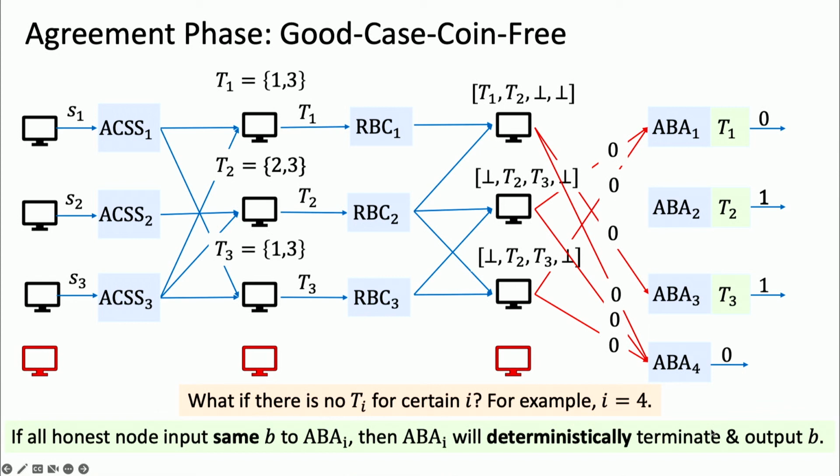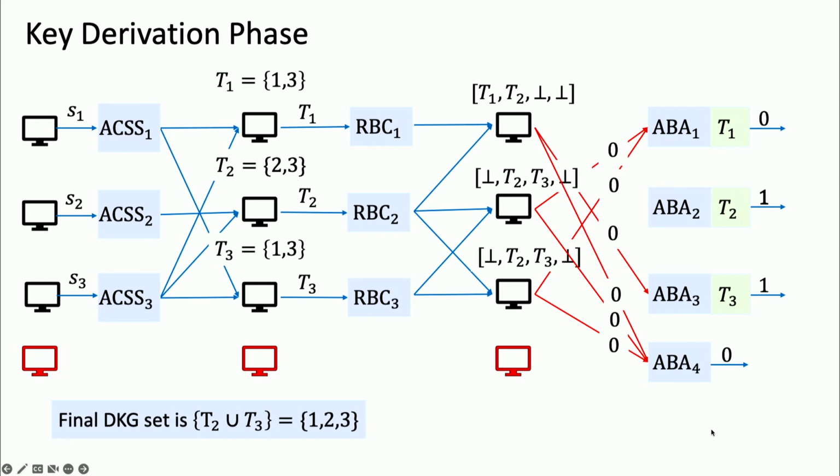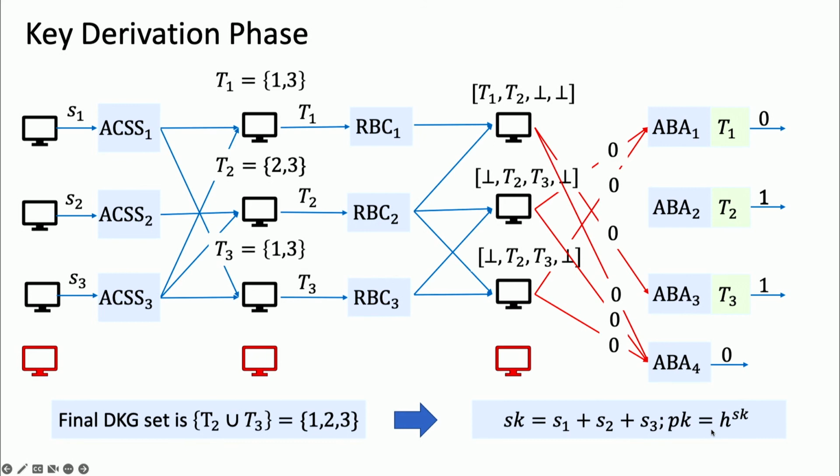Once all the ABAs terminate, we can look at all ABAs that output one and use those key sets and take their union, or any deterministic function, to get the final secret key SK, which will be the sum of these secrets, and the corresponding public key. I just want to mention there are some other subtleties on how to get the public key, more like technical security related issues. The proof is slightly non-trivial at that part.